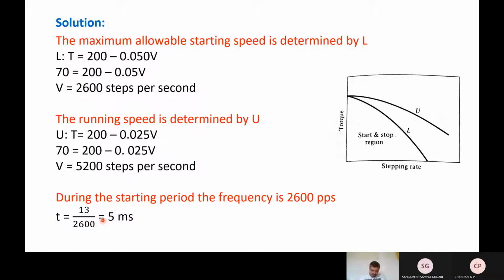That means 5 milliseconds. If you provide 13 pulses input, the motor will start. In order to supply these 13 pulses, 5 milliseconds is required. You can do these calculations. Suppose you want to select a stepper motor for a particular application where you know the torque requirement and other parameters, so you can do these calculations.